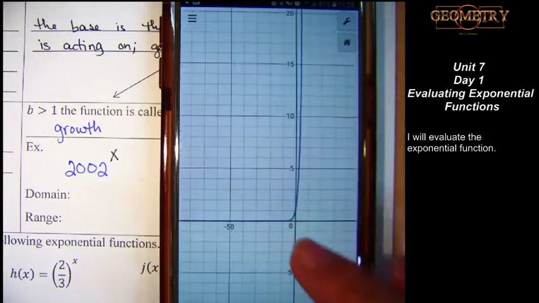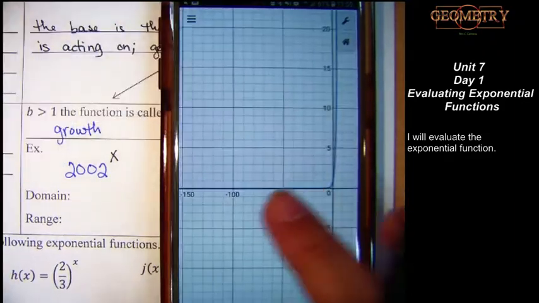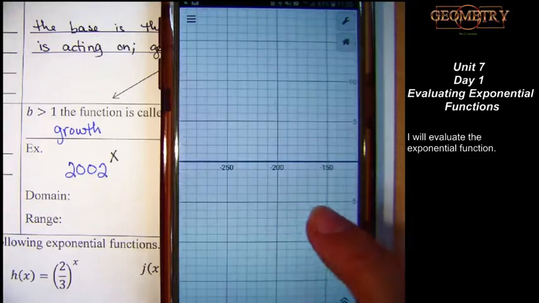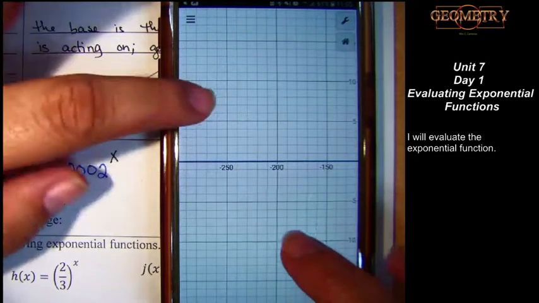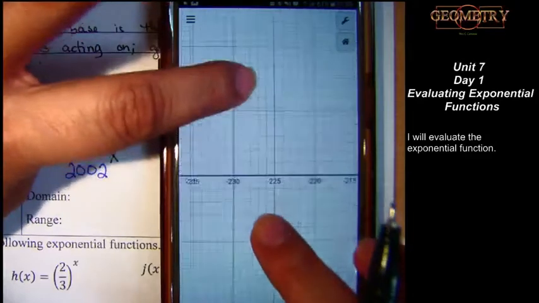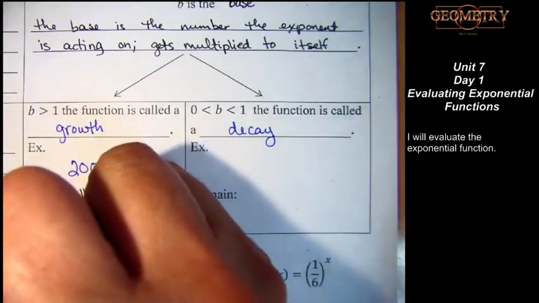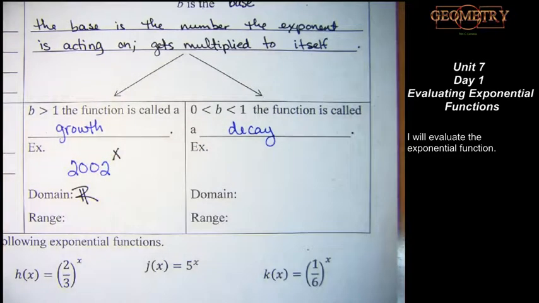What about in the negative direction? Are we going to hit all the x's in the negative direction? Yes, because look, it's there. It's kind of hard to see because it looks like it's on top of the axis, but it's there. So our domain is all of the real numbers on the x. All of them.